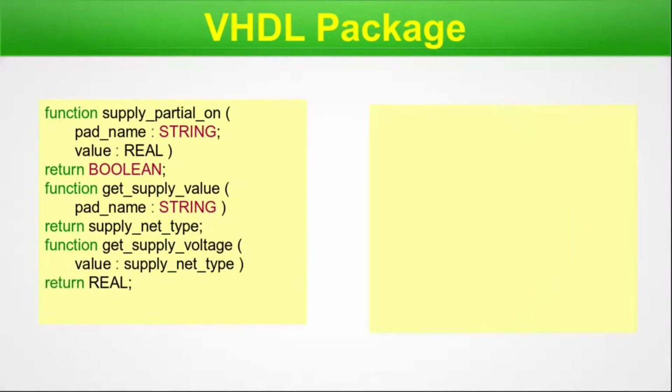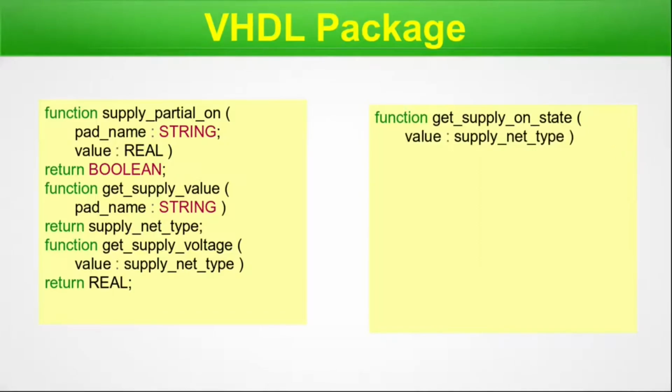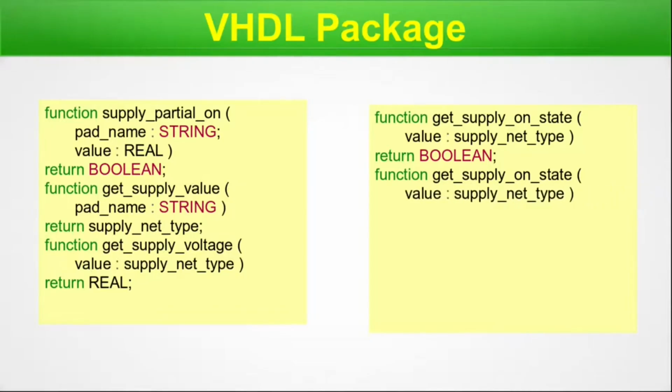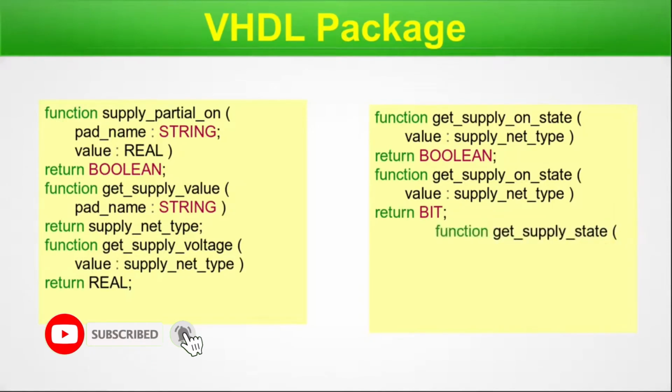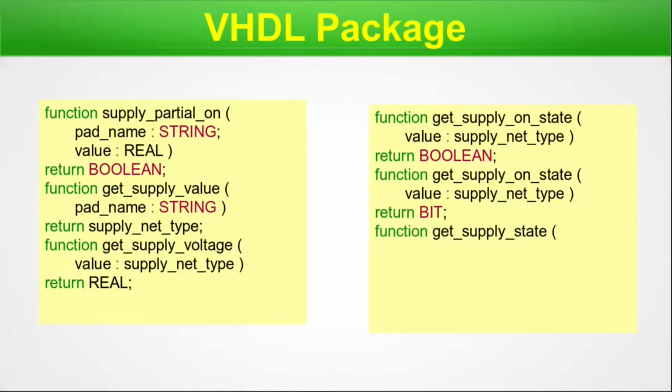return is real. The next one is function get supply on state. Value is supply net type. Return is boolean. Function get supply on state. Value is supply net type. The next we have the return type is bit. Then again we define the next function. Function get supply state. Value is supply net type, and the return is net state.